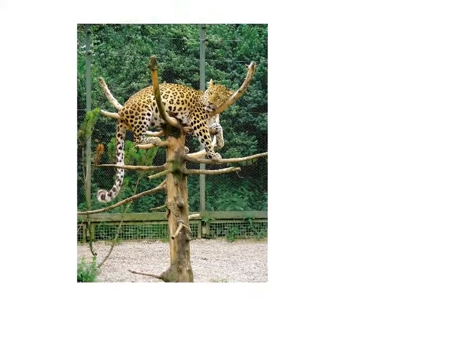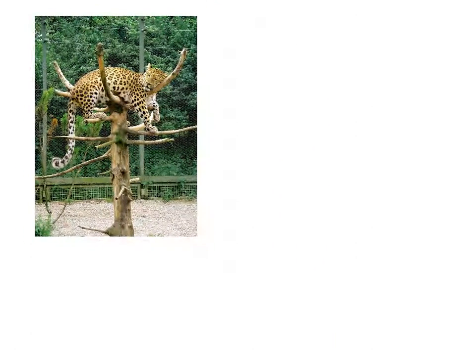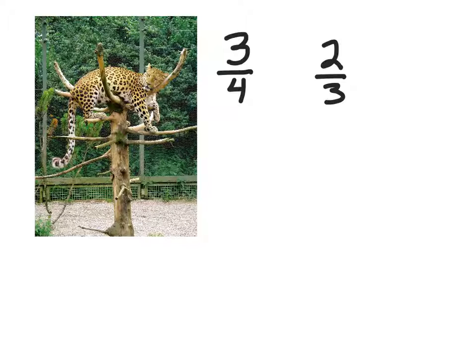Alrighty, my friends, let's get working on this problem. The first thing I want to do is write down the amount of time he sleeps each day, and that is 3/4 of the day. Now, he's in this crook of this tree 2/3 of the time. So that's 2/3 of the time that he's sleeping here. So this is a multiplication because the word "of" tells us to multiply, my friend.